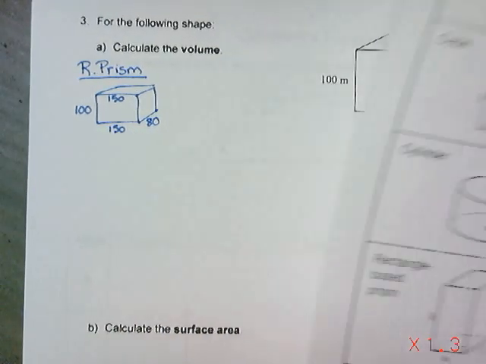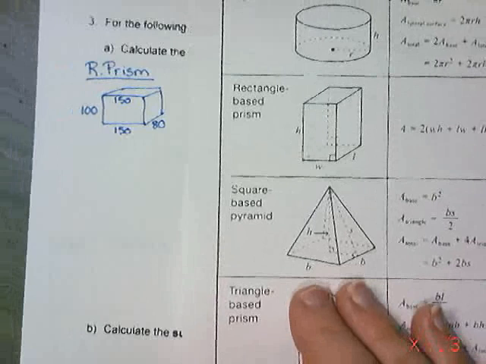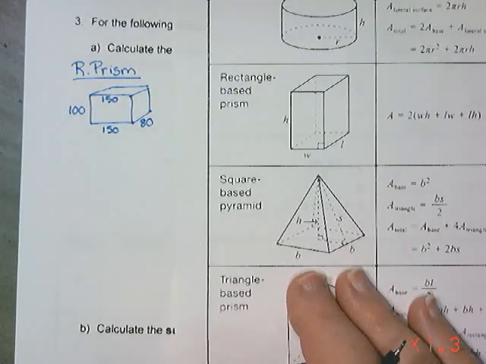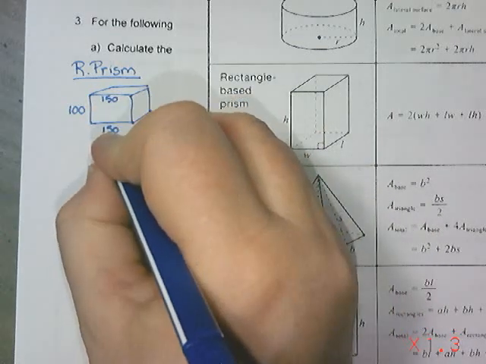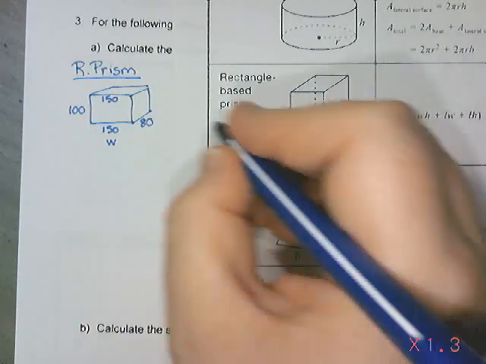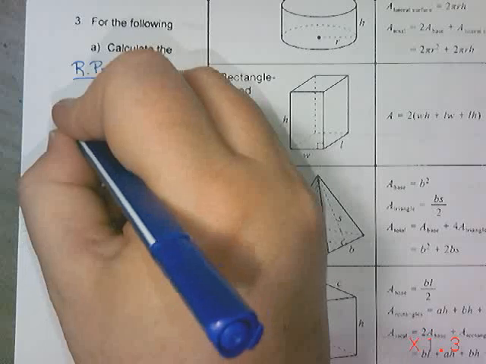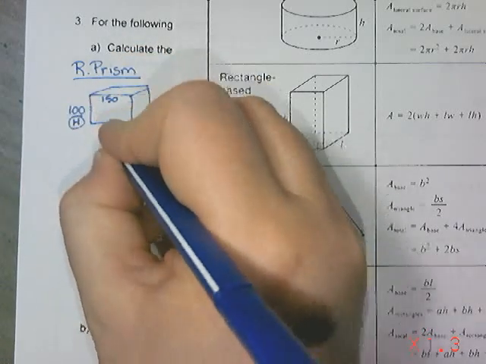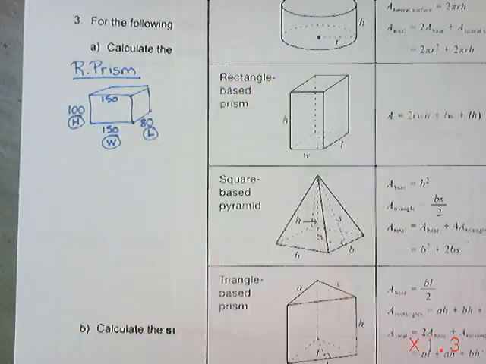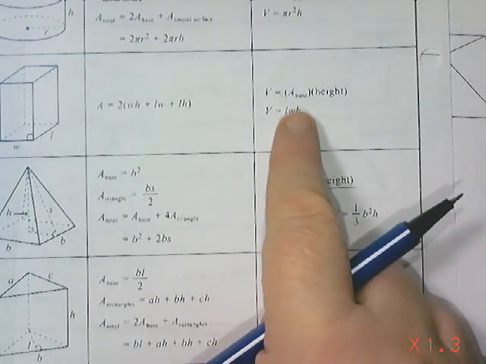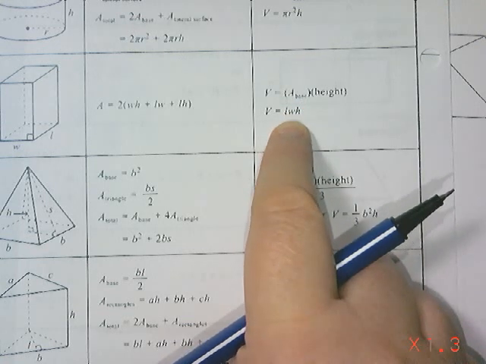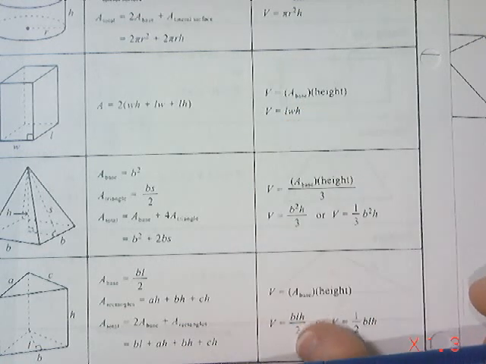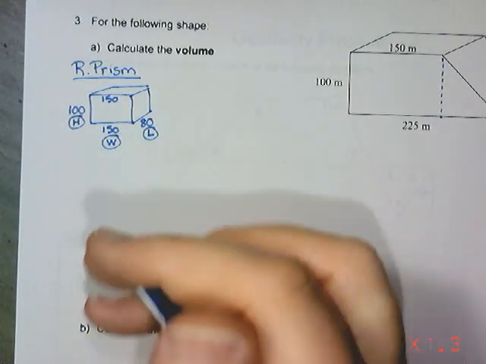Okay, so if I look at the formula sheet and I look at the rectangle-based prism, I see that they've marked that the width is the one in the front, the length is the one on the side, and the height is the one going up and down. And then the formula for volume, we have a choice. We have the area of the base times the height. I am not using that one. I'm going to do length times width times height. So the volume is length times width times height.